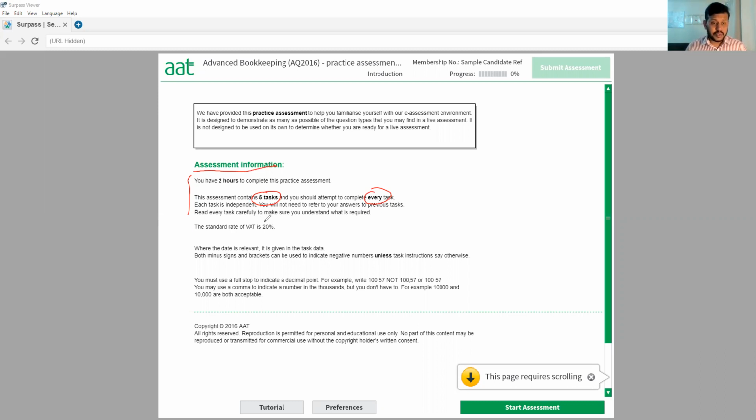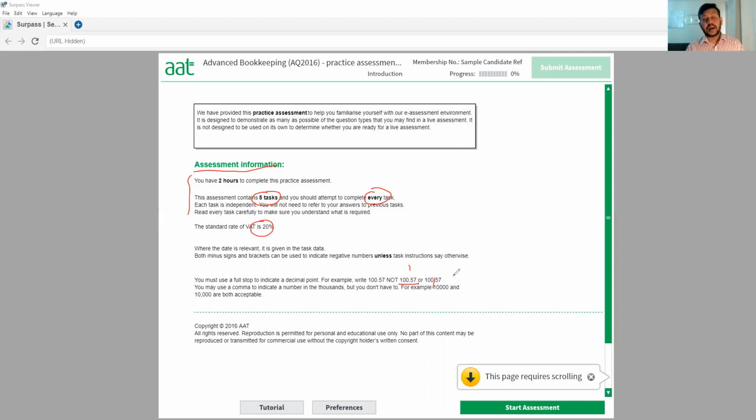The VAT rate is 20%, so this is standard. That means if any question does not mention how much the VAT rate is, we understand it's 20%. Then they say do not use this sort of thing. For example, write 100.57, not 100 57. When you show the pence, do not use a comma or a space, because it will not give you any marks.